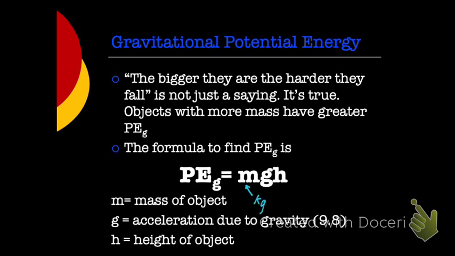Kilograms. The g value will always be equal to 9.8. This lowercase g is called the acceleration due to gravity. We haven't talked a lot about it yet, but that value 9.8 is the value of gravity on the Earth's surface. So we're always going to plug in 9.8 here for g. And then the height of our object, what do you think the height should be measured in?